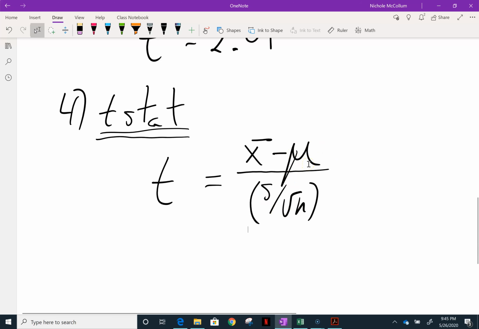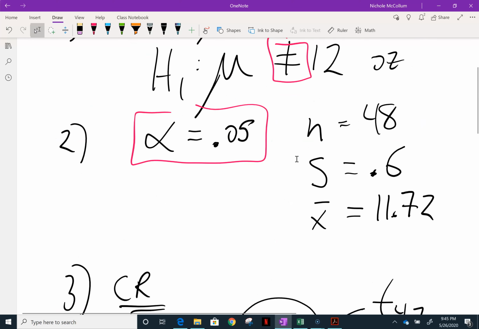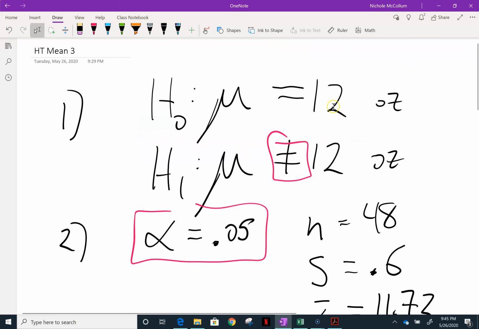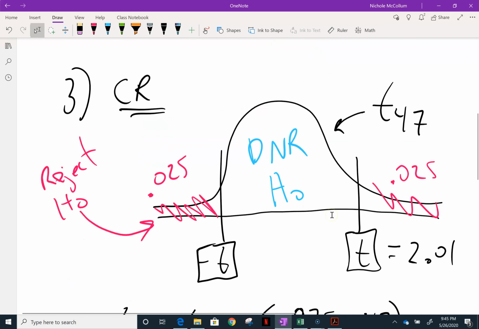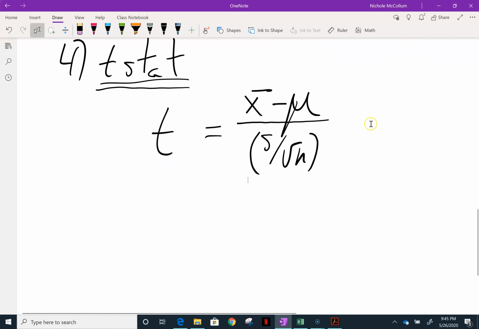In this case, the national statistic is your label. Your label is a 12-ounce beer. How in control is your sample based on your label? Guess what? Good thing up here, I wrote down N, S, X bar, and mu. All I got to do is drop it into this formula, and I have my test statistic.